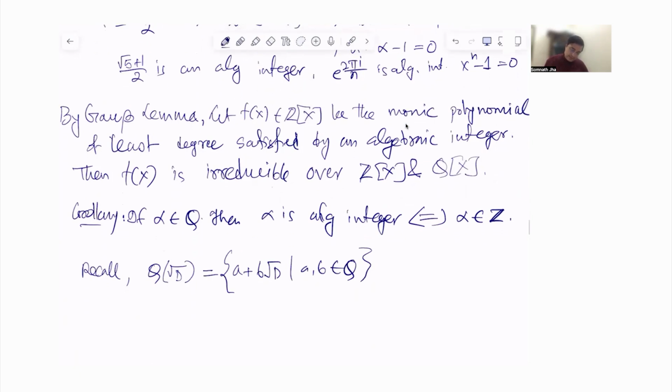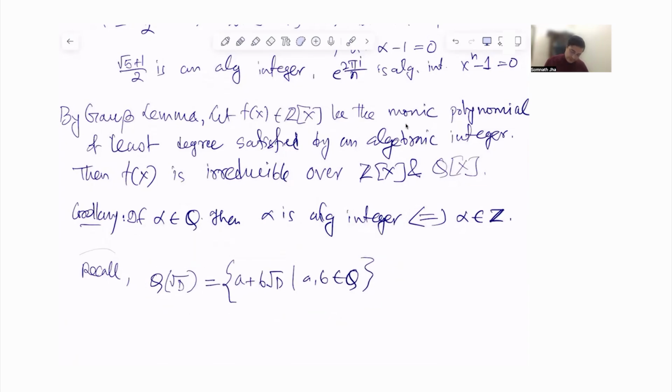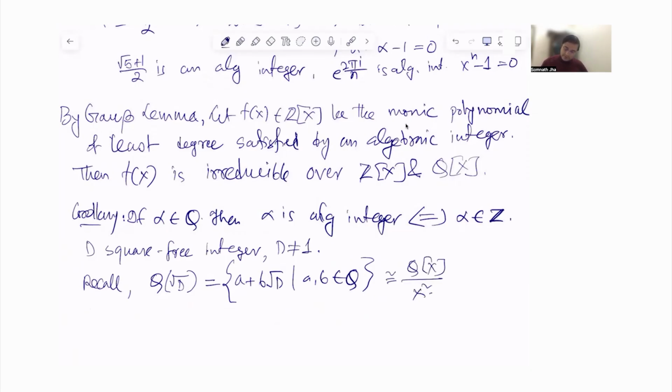So let's take d a square free integer, and let's say d not equal to 1 to avoid any confusion. And then you take Q root d. So this is a plus b root d, where a, b are in Q, and this is isomorphic to Qx mod x square minus d.